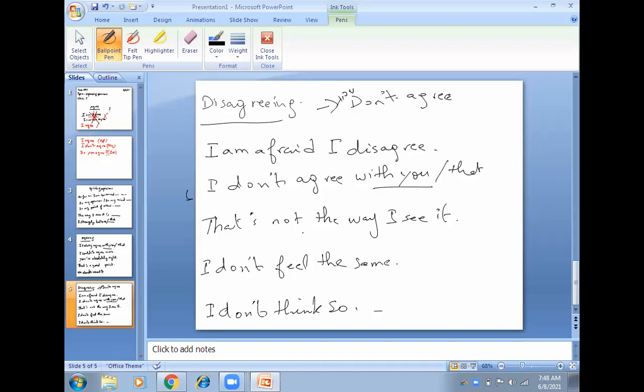That's not the way I see it. Here you disagree with the person. This is not the way you see it, in a different way. I don't feel the same. You have different ways, you have a different opinion, you have a different view, which is totally different from the person. Then, I don't think so. Okay.